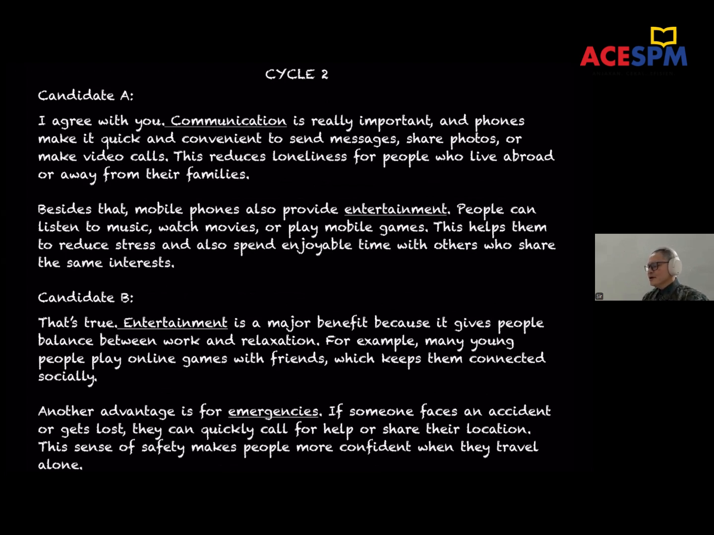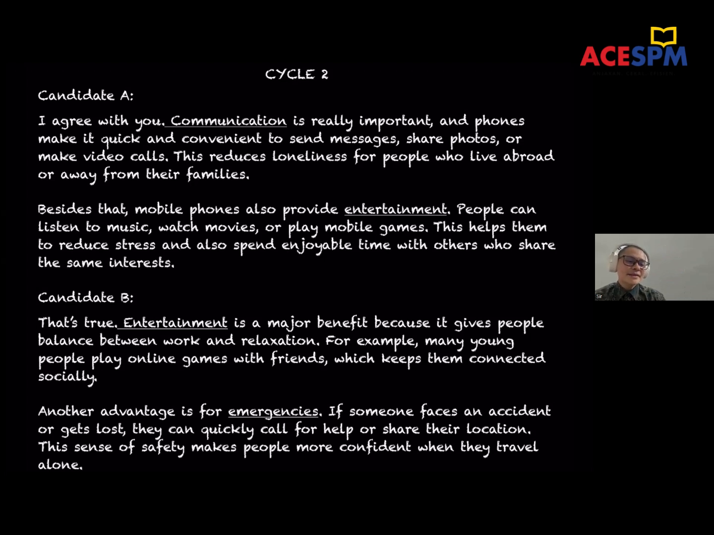I agree with you. Communication is really important and phones make it quick and convenient to send messages, share photos, or make video calls. This reduces loneliness for people who live abroad or away from their families. Besides that, mobile phones also provide entertainment. People can listen to music, watch movies, or play mobile games. This helps to reduce stress and also spend enjoyable time with others who share the same interests. Candidate B will respond.